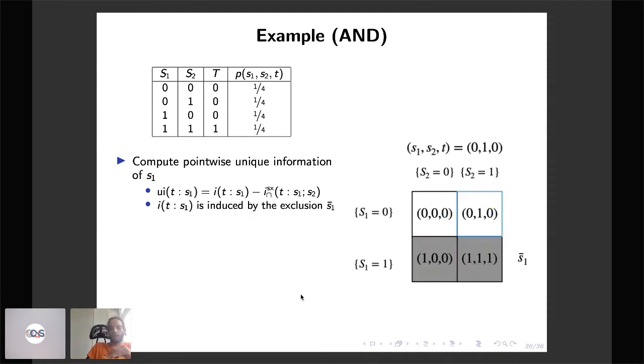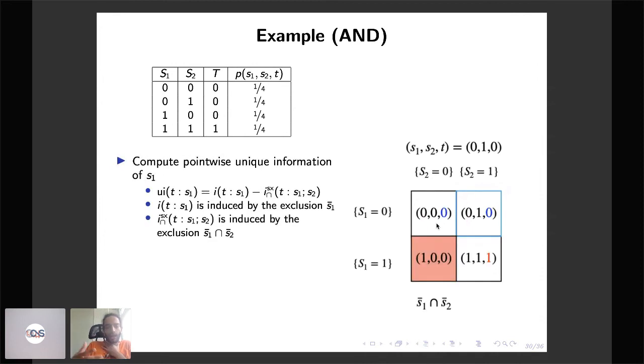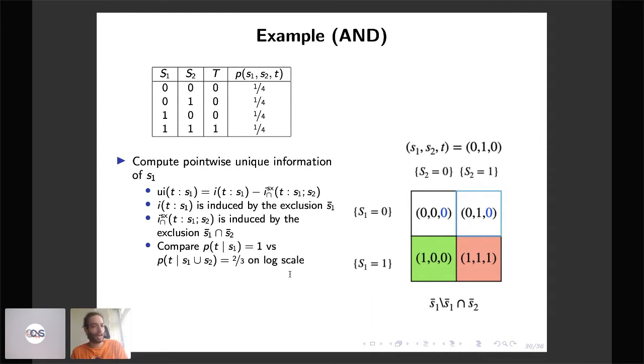So when we see S1, we have to exclude the second row, and the probability that T has happened is now basically 1. So T taking the value 0 is basically 1 here. And when we excluded both of them, the probability that T happened is 2/3. So now the probability that T has happened when we see S1 only is way higher than the probability that T happens when we see either S1 or S2. This means that S1 has some unique information on its own about T, and we get a positive unique information. If we see that S1 is 0, we can definitely say that T would be 0. That was very informative for us.